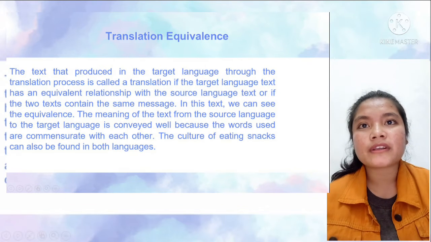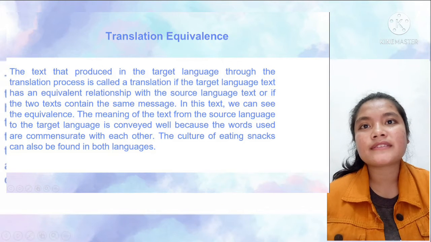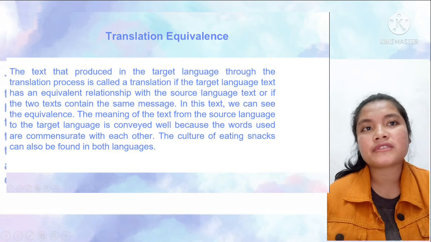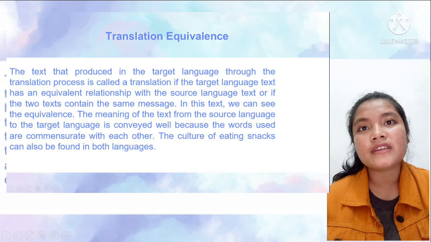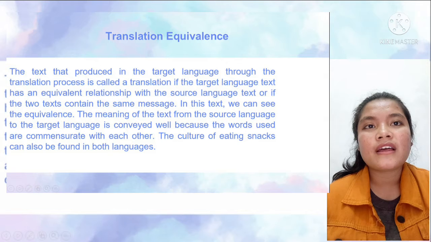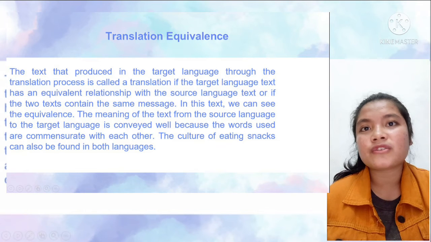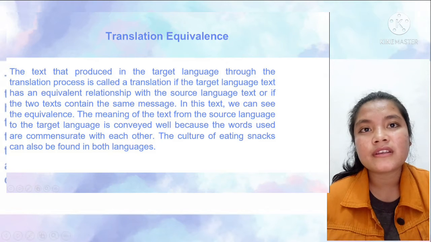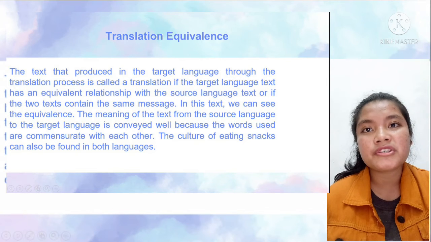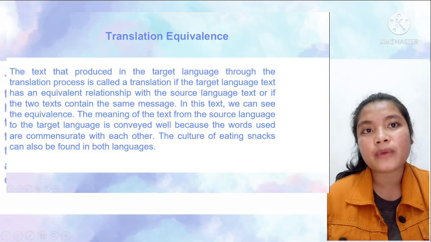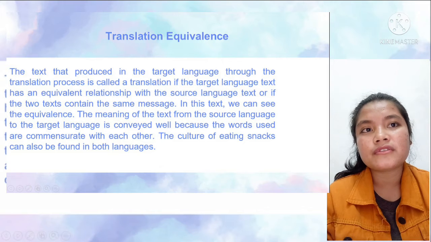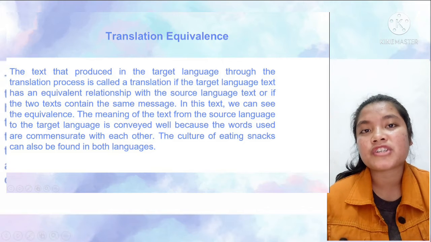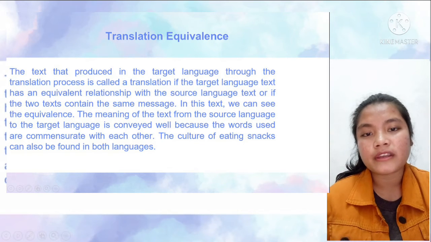The second is about translation equivalence. The text produced in the target language through the translation process is called a translation if the target language text has an equivalent relationship with the source language text, or if the two texts contain the same message. So in this text we can see the equivalence. The meaning of the text from the source language to the target language is conveyed well, because the words used are commensurate with each other. And then the culture of eating snacks can also be found in both languages.